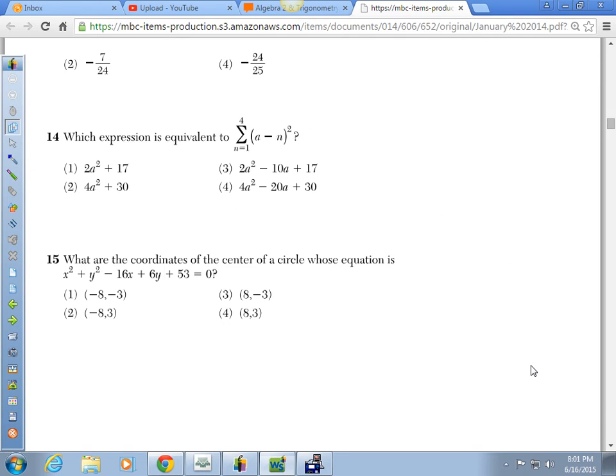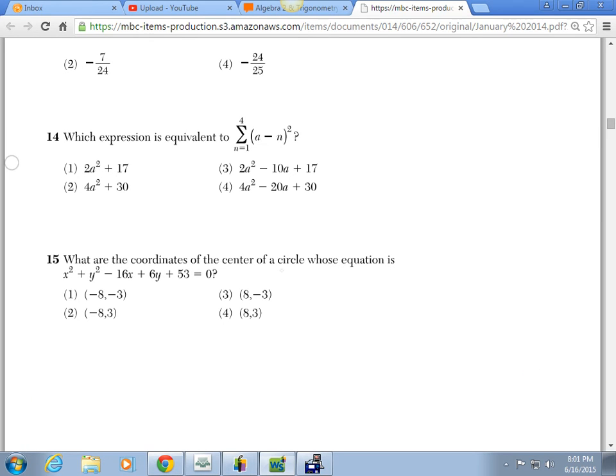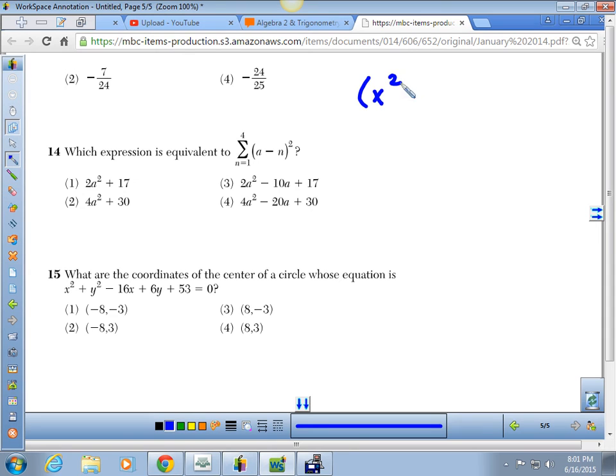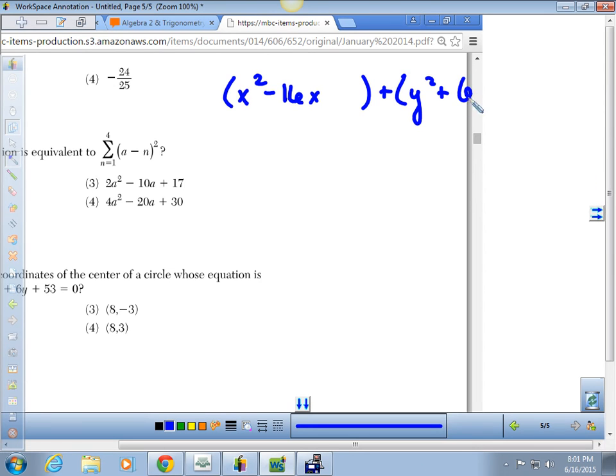Great circle question. I really don't like the questions that go back to geometry with the circle, but I really like these ones. This is not the center radius form of the circle. This is the standard form, because it's set equal to what? Set equal to 0. But can we turn this into center radius form? Absolutely we can. We're going to bring our x's together. We're going to have x squared minus 16x. And then I'm going to group my y's together. We're going to have y squared plus 6y. I'm going to move my constant over as a negative 53.